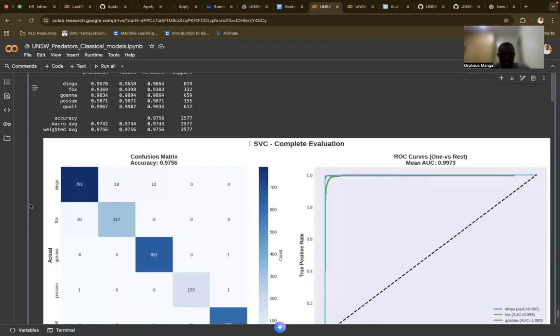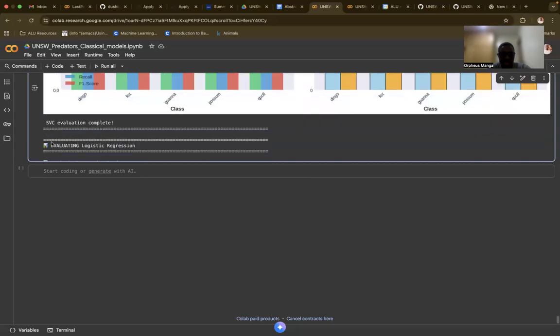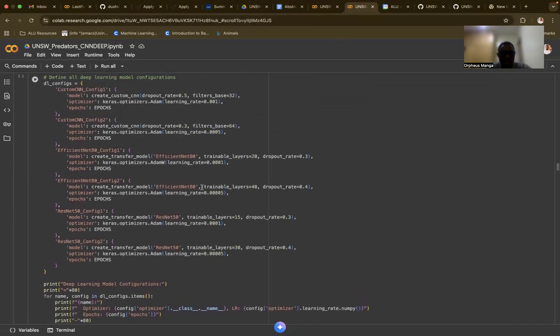This was accurate for the SVC, which is the support vector classifier, and it had a better accuracy compared to the logistic regression, which was 86.73%. But for the deep learning models, as I said, the optimizer used was Adam, and the learning rate was different across different models. You can see that one learning rate used was 0.01, and the other one was 0.005.